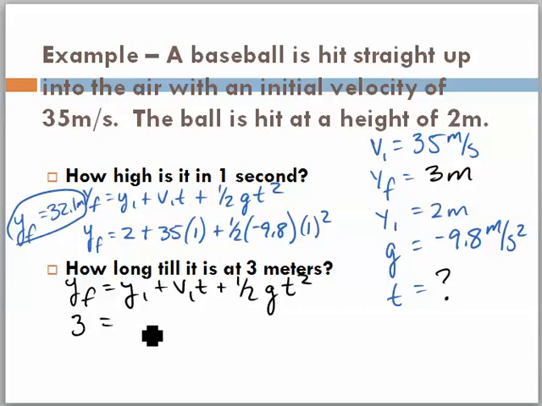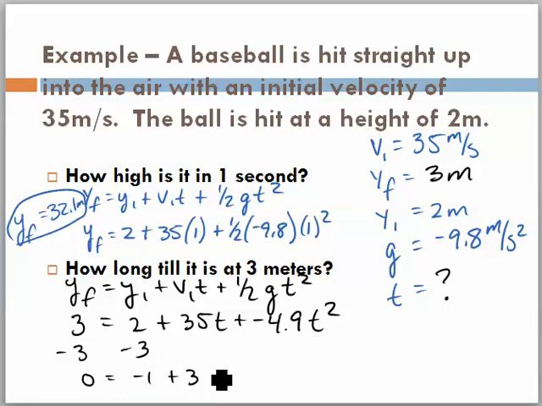I get 3 equals 2 plus 35t plus 1/2 of negative 9.8. You'll start writing this too as negative 4.9t squared. Well, what this becomes then is, if I subtract 3 from both sides, we get 0 equals negative 1 plus 35t plus negative 4.9t squared. I'm going to use something called Wolfram Alpha to solve this.